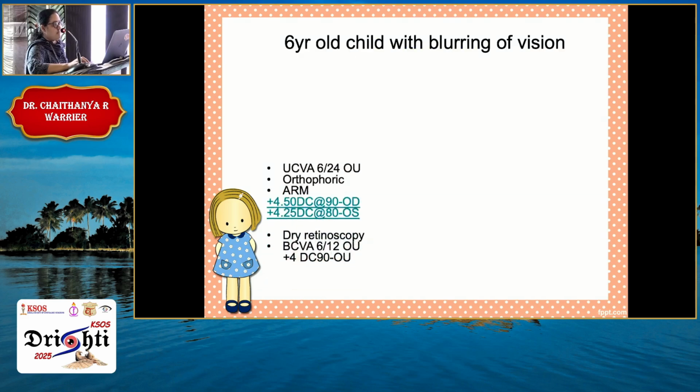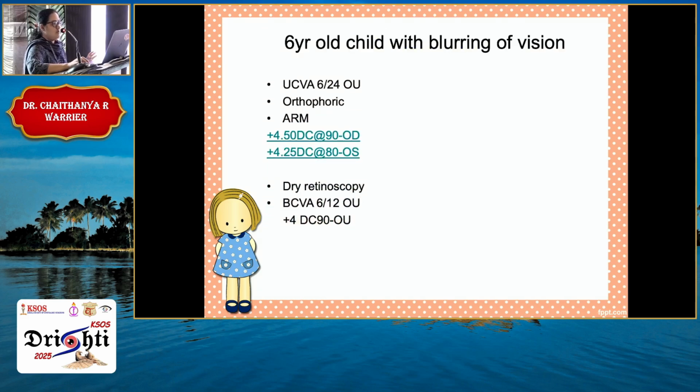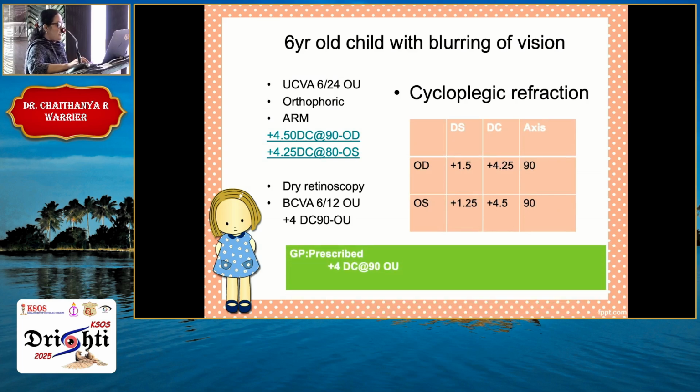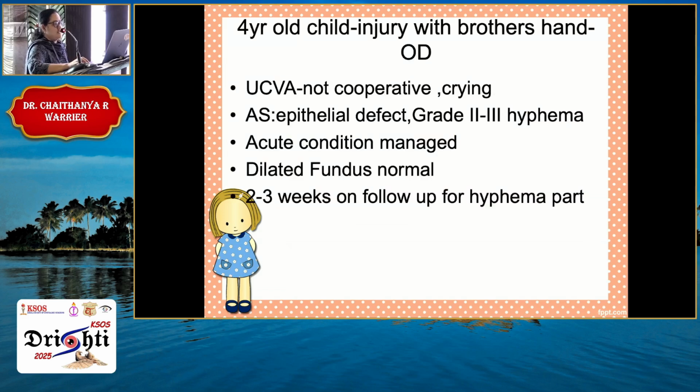Coming to a few astigmatic cases, a 6-year-old child came with blurring of vision. With full cylindrical power, she was not improving to 6/12. Here the confusion will be whether to prescribe full power or not. Definitely it is a case of meridional amblyopia. It will improve only with full cylindrical power.